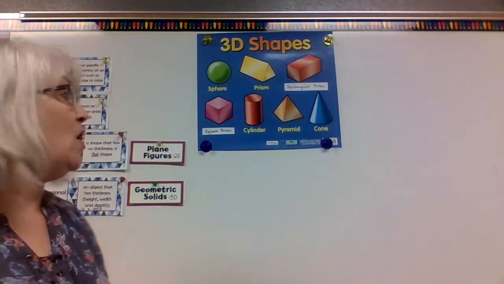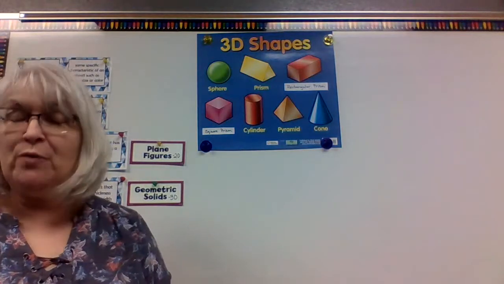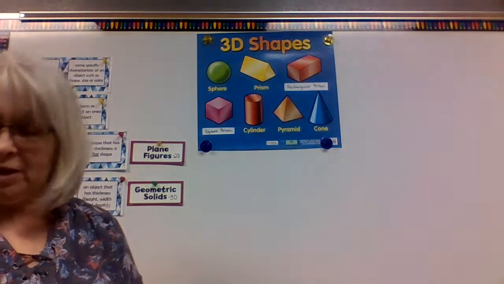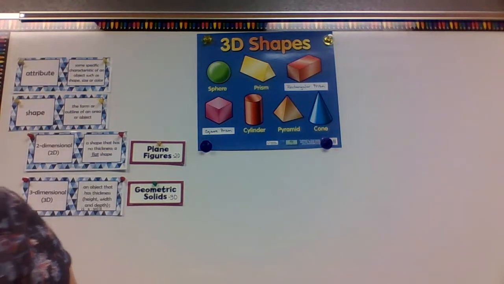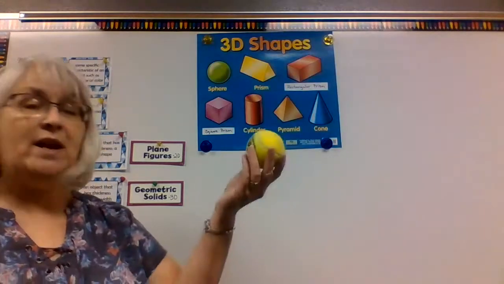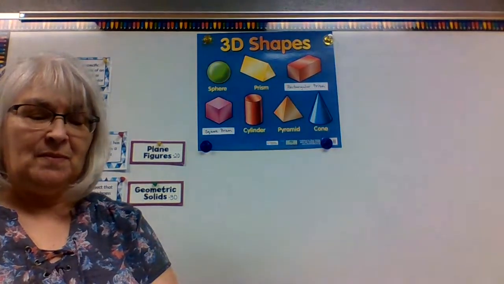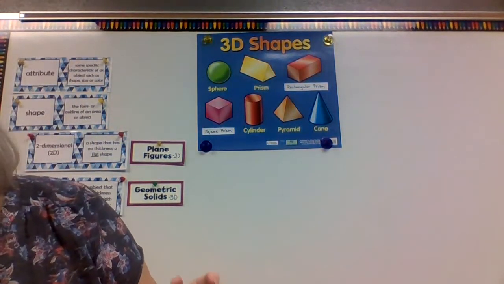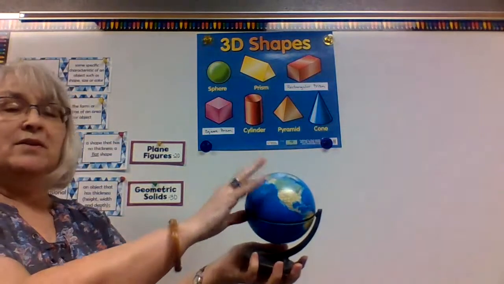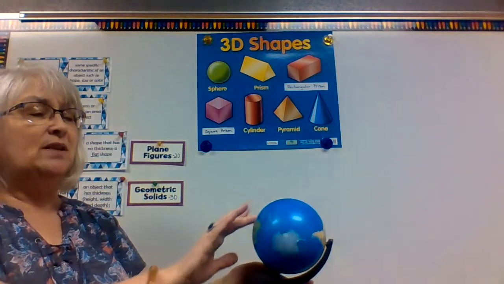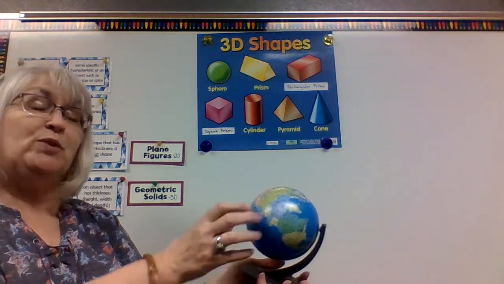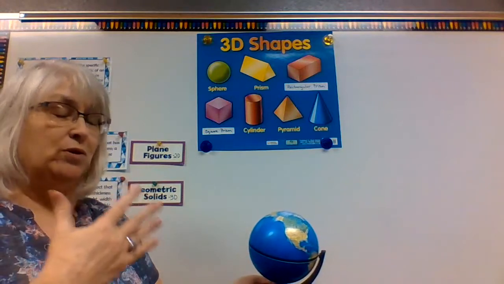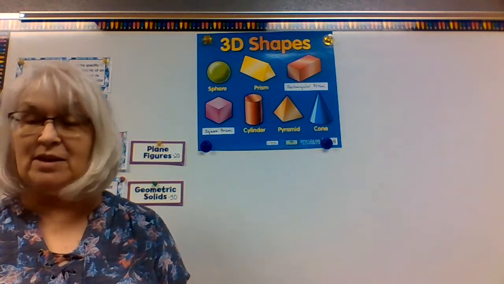All right, first of all, let's start with the sphere. Remember, a sphere has only curved surfaces. There are all kinds of spheres. I have a tennis ball, a little pom-pom ball, and this part of the globe is a sphere, which would help you to know that our world, the Earth, is shaped as a sphere.